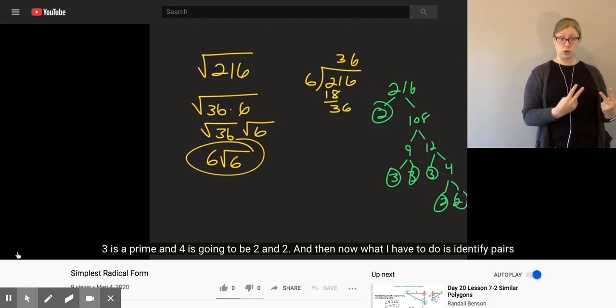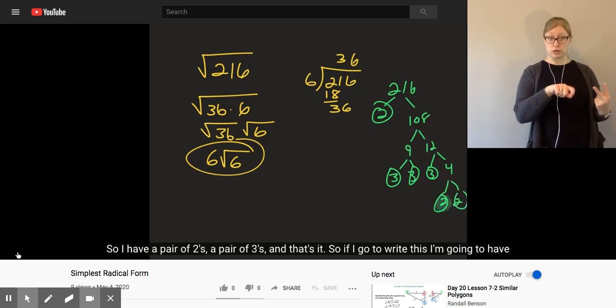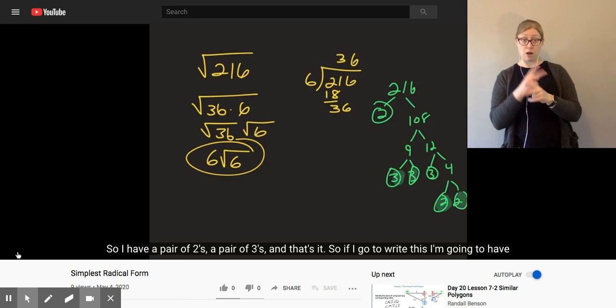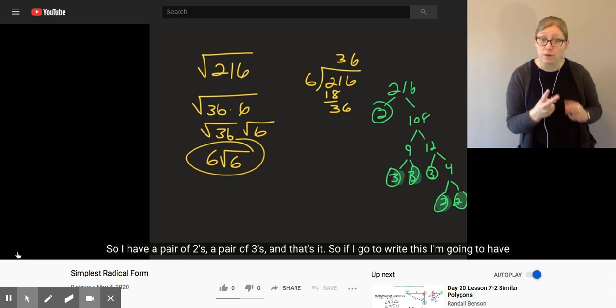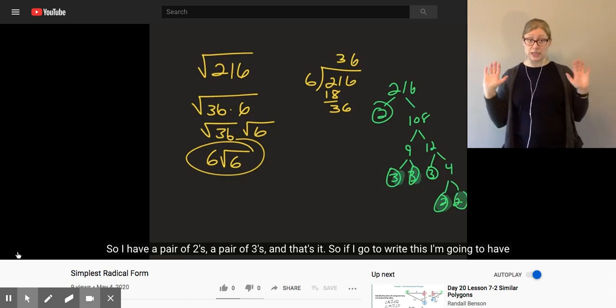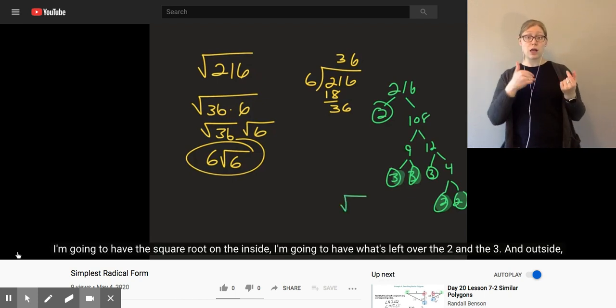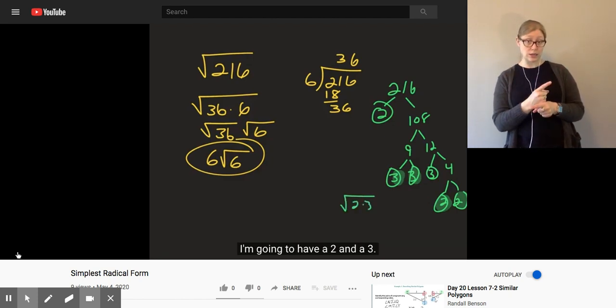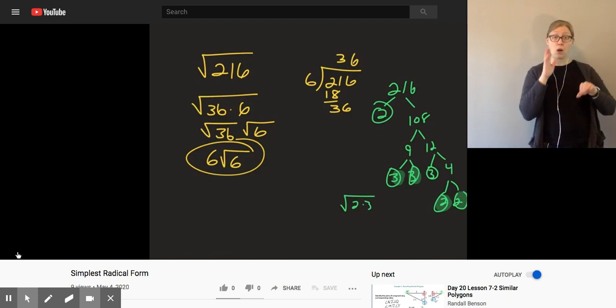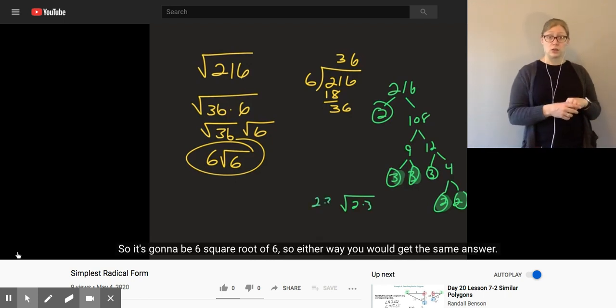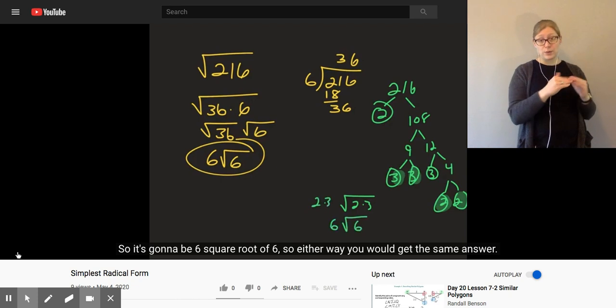And then now what I have to do is identify pairs. So I have a pair of 2s, a pair of 3s, and that's it. So if I go to write this, I'm going to have the square root. On the inside, I'm going to have what's left over, the 2 and the 3. And outside, I'm going to have a 2 and a 3. And so it's going to be 6 square root of 6. So either way, you would get the same answer.